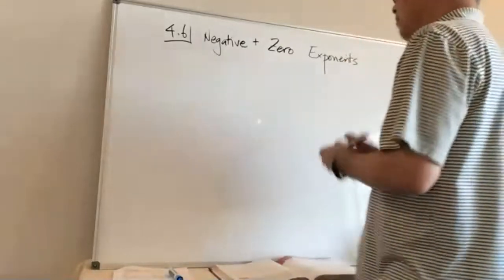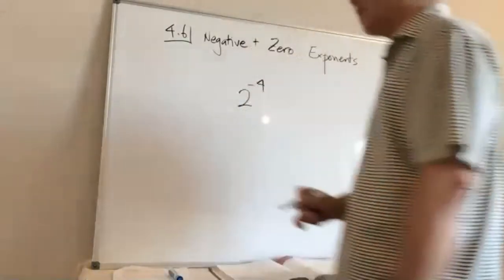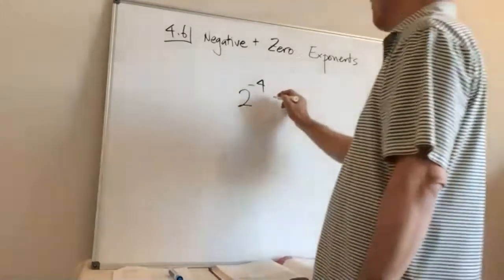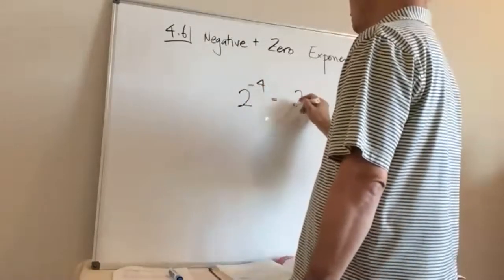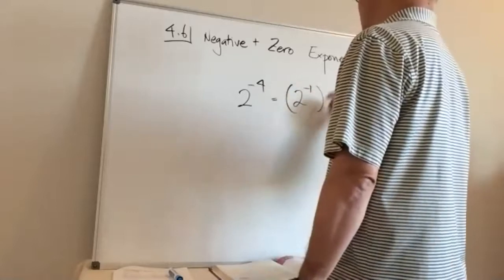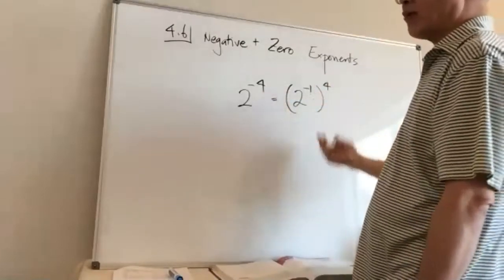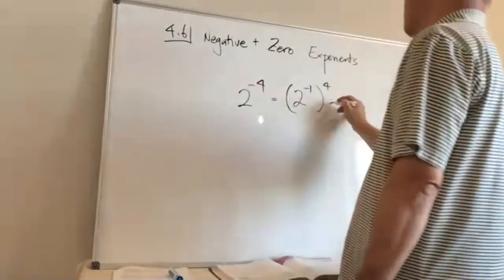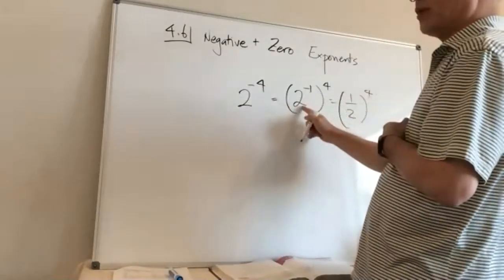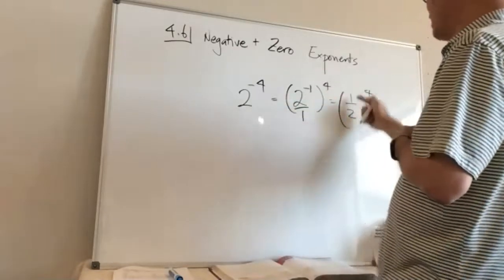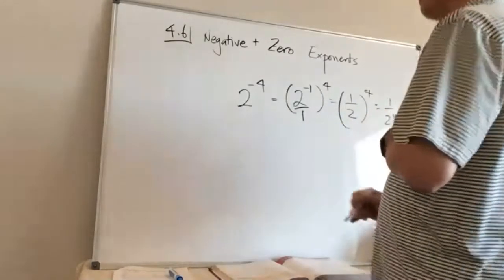Now let's look at the negative exponents. A negative exponent is the same as 2 to the negative 1 to the 4th, where the negative 1 is nothing more than a reciprocal. So you're taking the reciprocal here. 1/2 is the reciprocal of 2, because you're just switching 2 over 1, and now it becomes 1 over 2. So this is the same as 1 over 2 to the 4th.